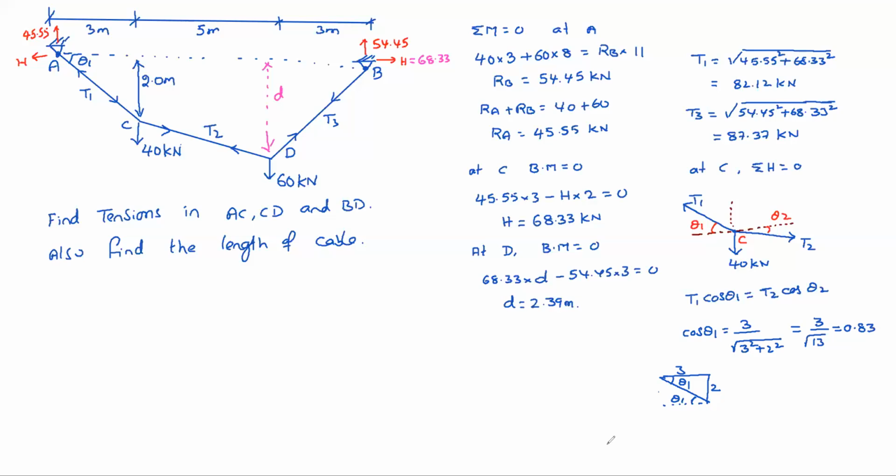Then what about cos theta 2? See, another triangle is like this. Theta 2. This is 5 meters. This is D, how much? D is 2.39 minus 2, that is 0.39. So cos theta 2 equal to 5, adjacent side, divided by root of 5 square plus 0.39 square. How much?